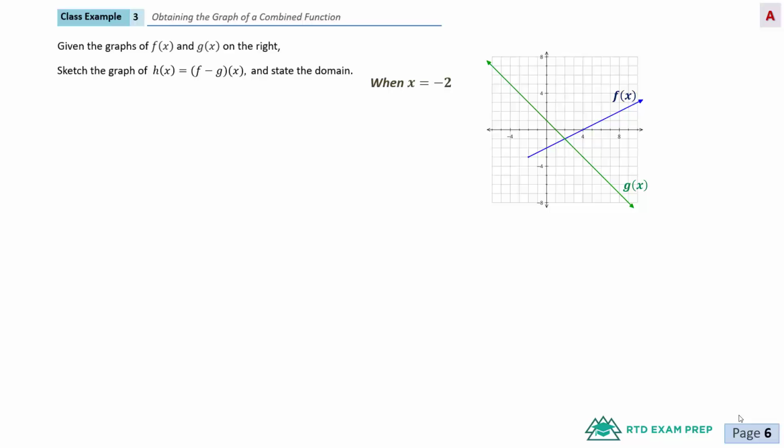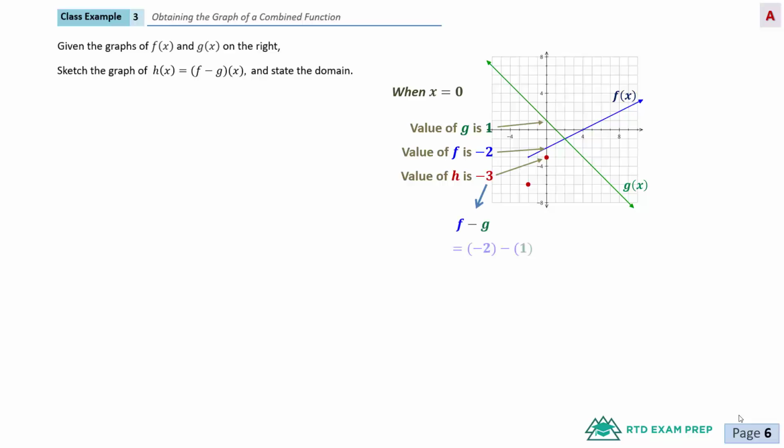And remember here, it is f minus g, so this is the blue minus the green height. So the height of f is -3, and the height of g at the same x value is +3. -3 subtract +3 makes -6, so we'll put a point there. Let's jump ahead to where x is 0. Here we have a height on f of -2 and a height of g of +1. If we subtract those two values, -2 subtract 1 makes -3.